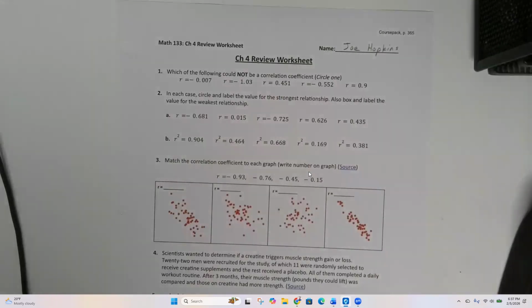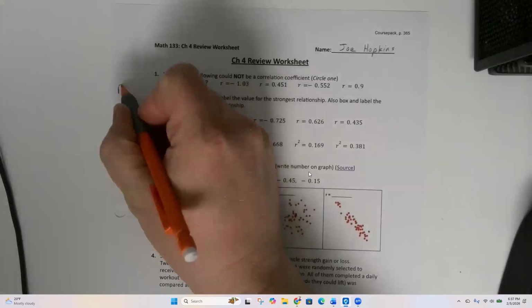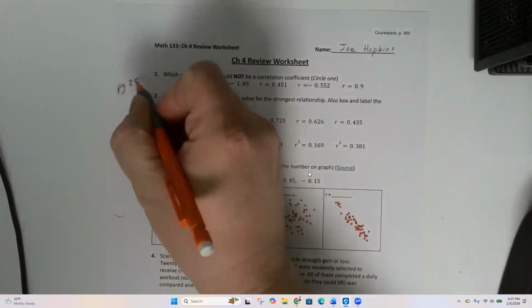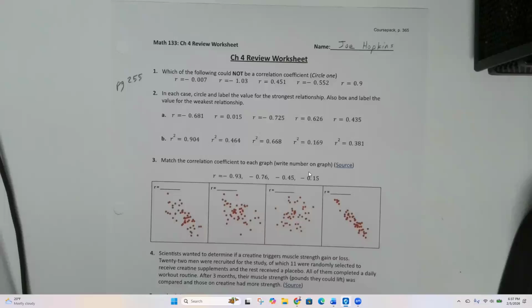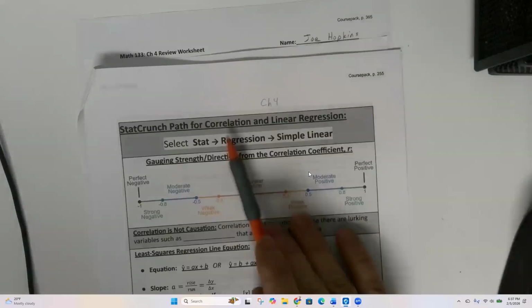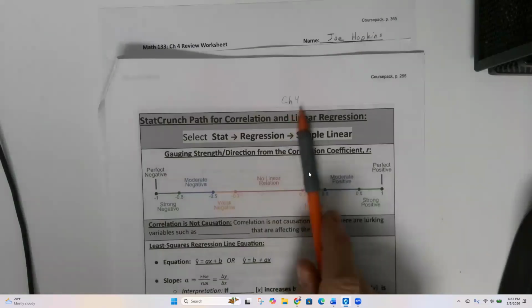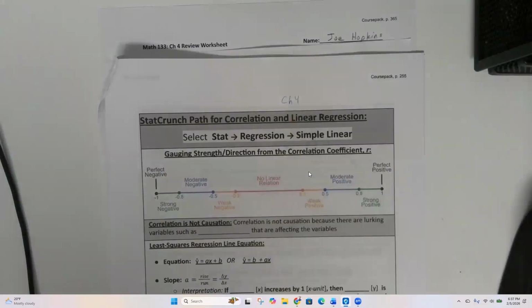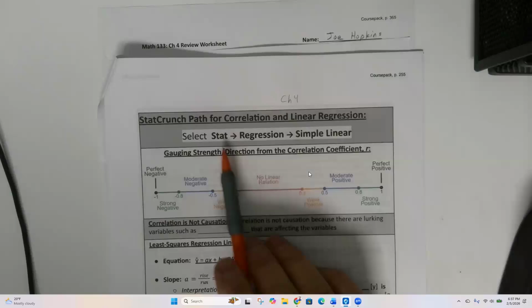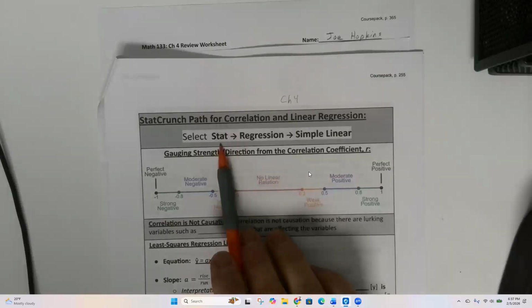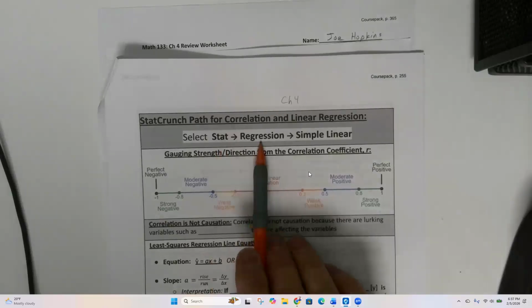That's why we go through and I give you hints on stuff. All of the hints today are going to be on page 255, which is in your exam notes packet. It's all about chapter 4, all about linear regression. The main thing is when we're in StatCrunch, if I want to calculate a linear regression, I need to do Stat, Regression, Simple Linear.